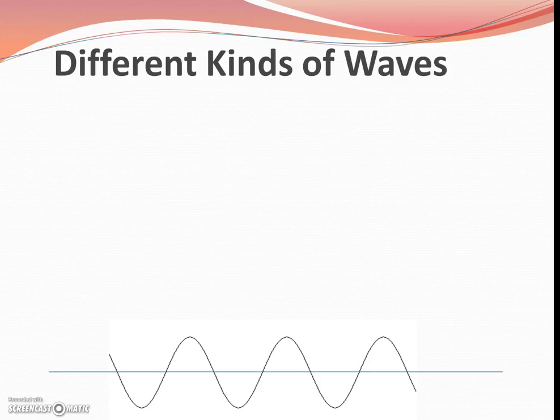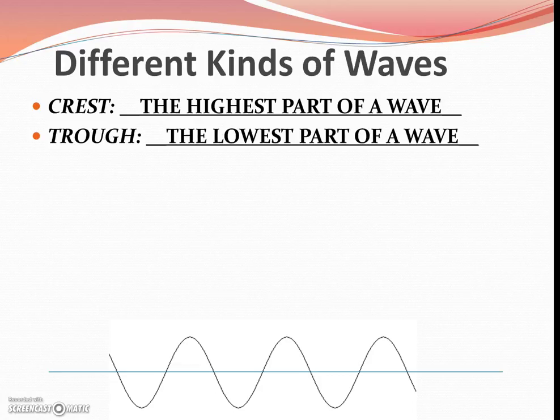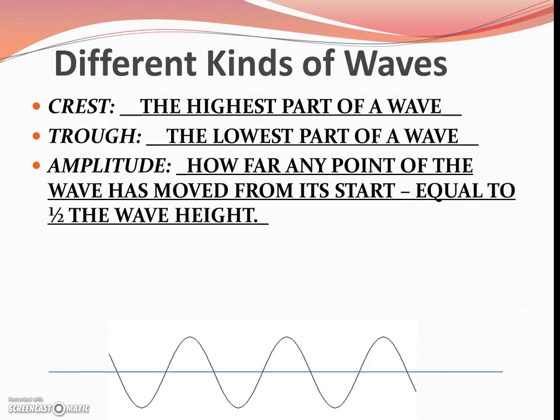Now let's go over those definitions in words. The crest is the highest part of a wave. The trough is the lowest part of a wave. The amplitude is how far any point of the wave has moved from its beginning point. This is equal to half of the wave height. So from the crest to halfway down to the trough.